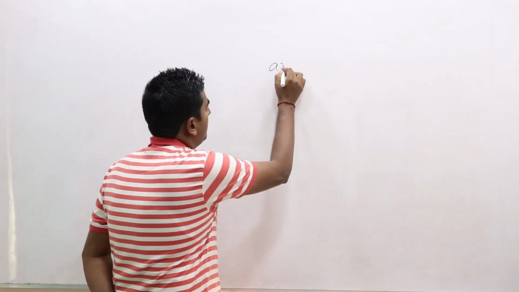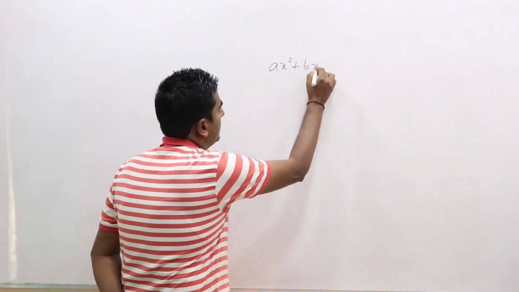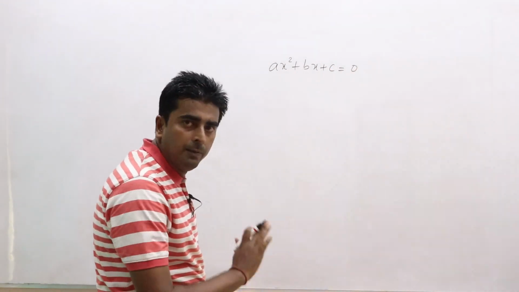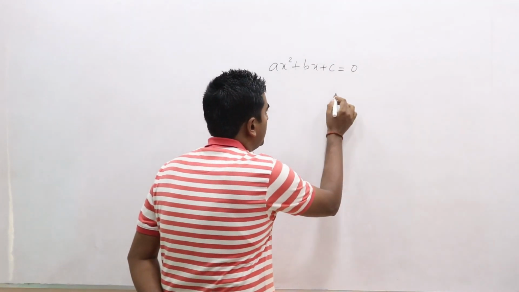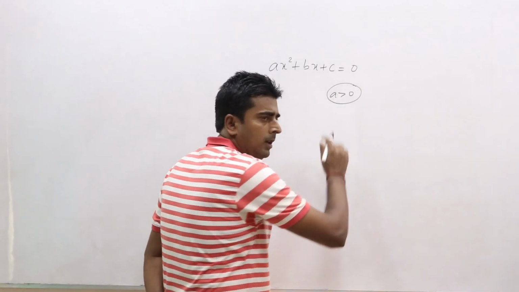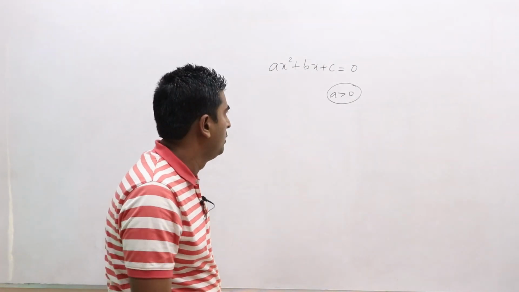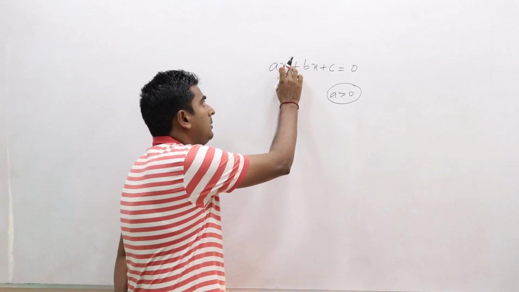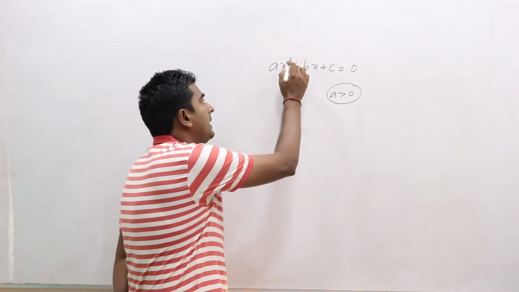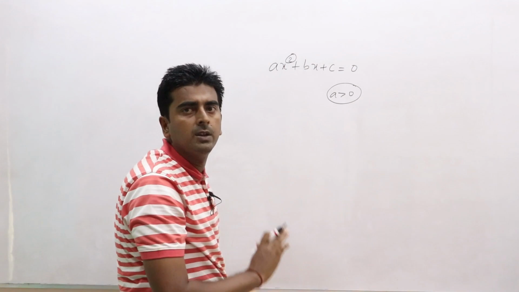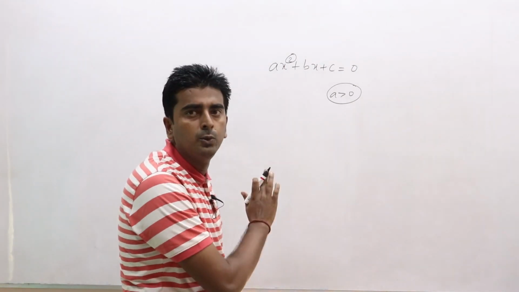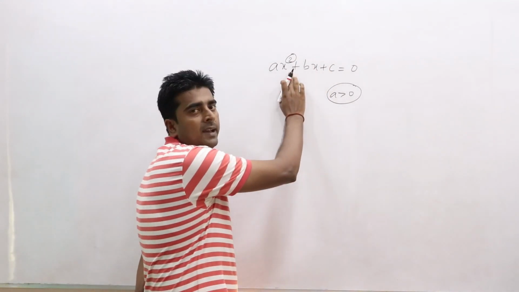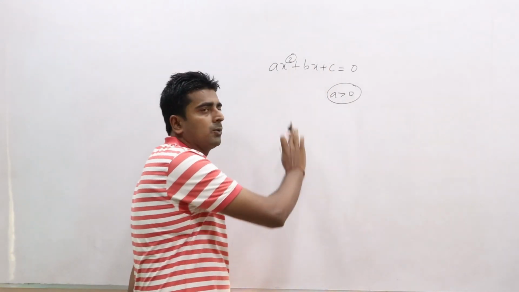Anything in the form of ax square plus bx plus c is equal to 0 is said to be a quadratic equation when you have one condition, and that is a value is greater than 0. So whenever a value is greater than 0, those equations we call quadratic equations. When you see here, what is the power of x? 2. What is the power of x here? 1. Whenever the maximum power is 2, we call that equation a quadratic equation. Other than this, we call it a linear equation when the maximum power is 1. But here, since the maximum power is 2, we call this equation a quadratic equation.